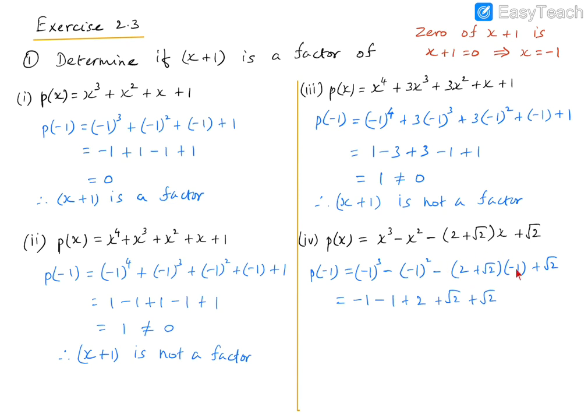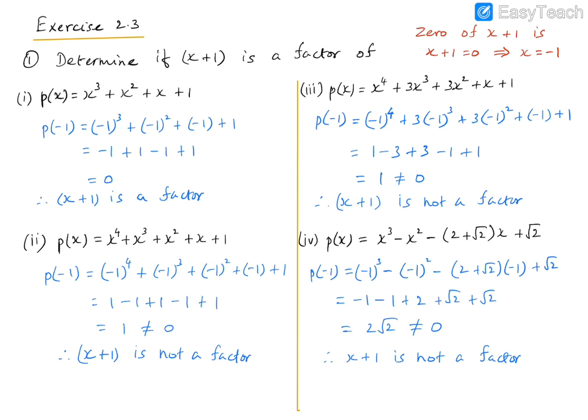So we have just opened up this bracket here. 2 into minus 1 is minus 2. So minus of minus 2 is plus 2. And again, root 2 into minus 1 is minus root 2. And minus of minus root 2 is plus root 2. And then we have the final root 2 term here. So that evaluates to root 2 plus root 2, which is simply 2 root 2, and that is not equal to 0. So therefore, in this case also, x plus 1 is not a factor.